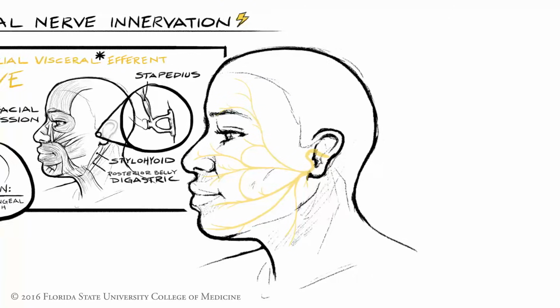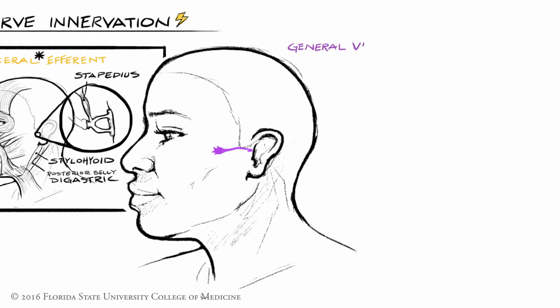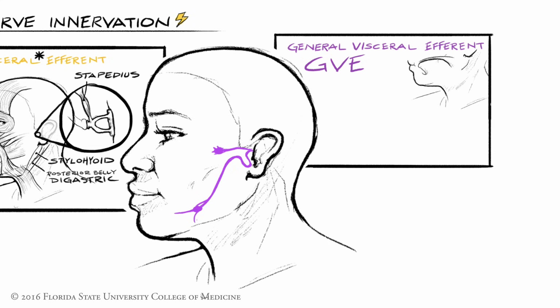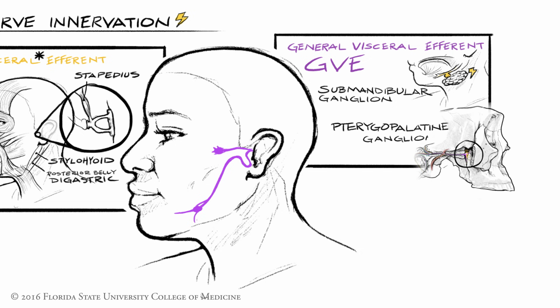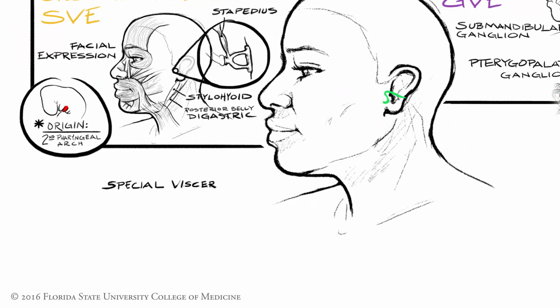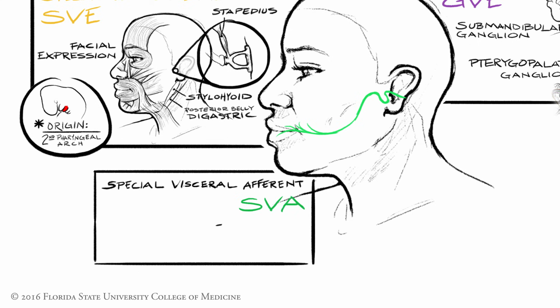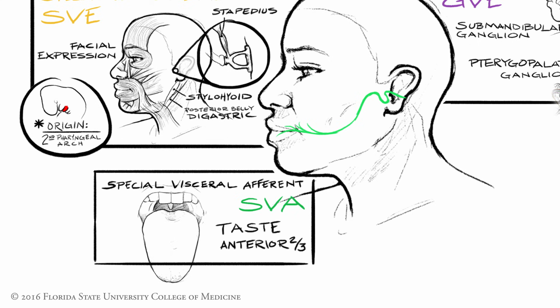The second component of the facial nerve is general visceral efferent, or GVE innervation, to 2 pairs of parasympathetic motor ganglia in the head, the submandibular ganglia and the pterygopalatine ganglia. The third component is special visceral afferent, or SVA, taste sensation from the anterior 2/3 of the tongue.